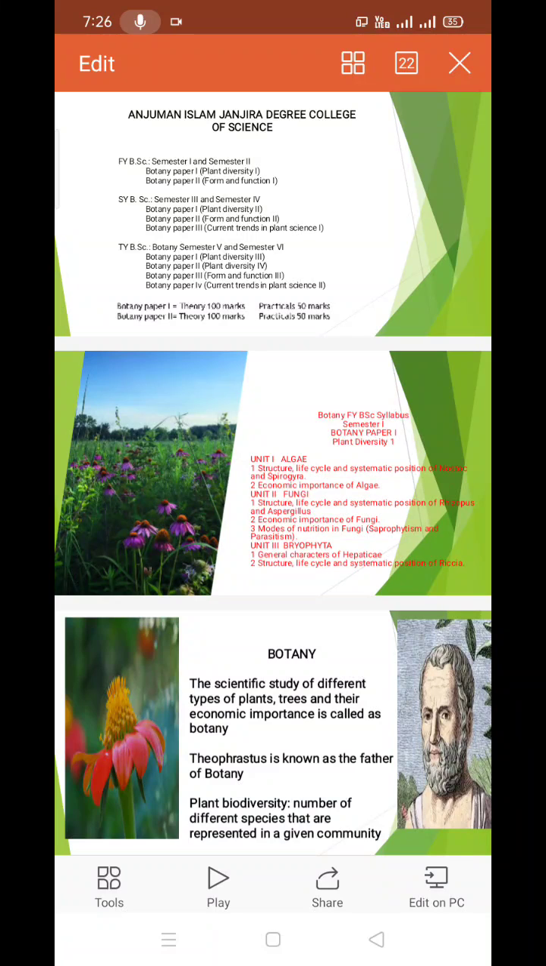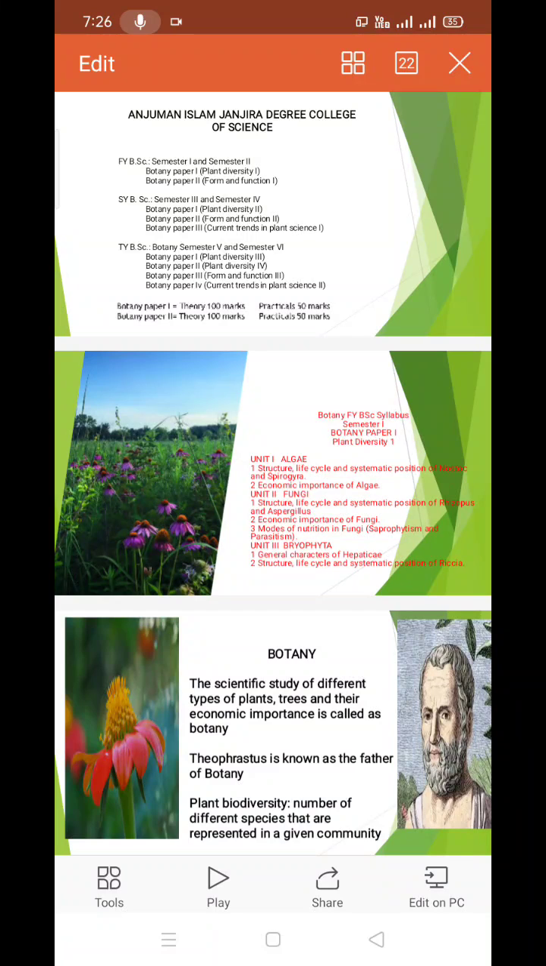So before going to the syllabus, first of all you have to know about this graduation course. In your BSc there are 3 years. In the first year, the FY BSc, there are 2 semesters, semester 1 and semester 2. In the second year there are semester 3 and semester 4, and in the third year there are semester 5 and semester 6.